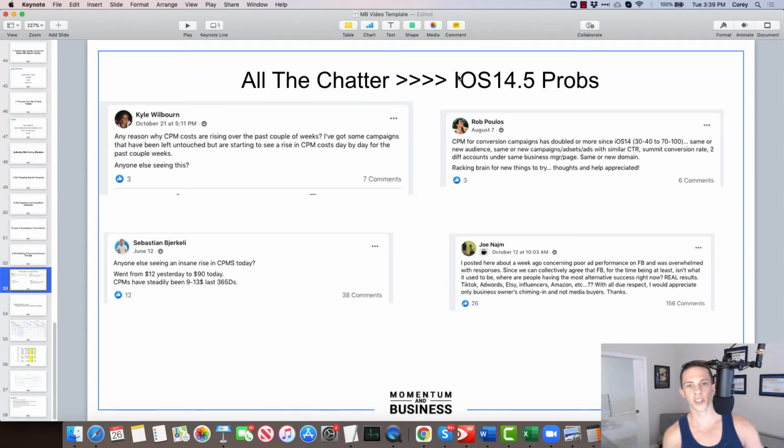Ever since iOS 14.5 came out back at the end of April, about 6 months ago (right now it's the end of October), it seems like Facebook advertisers across the board have complained about rising costs and problems. You can see some of these posts. I'm not going to go through and read them, but if you go into any Facebook group or any forum online, you will see all kinds of chatter about rising CPM, and then ultimately that leads back to iOS 14.5 problems. So I wanted to take a look at some of my own advertising performance and see if the CPMs are indeed rising.